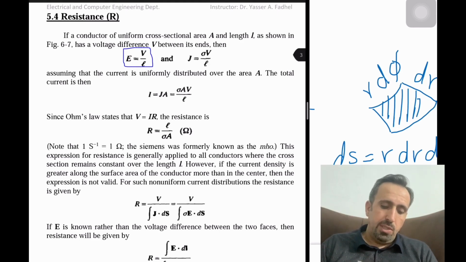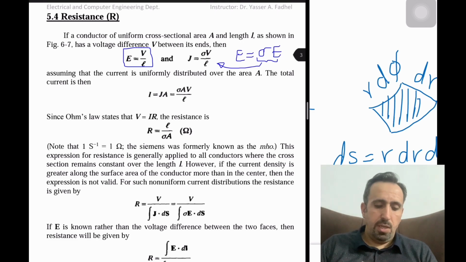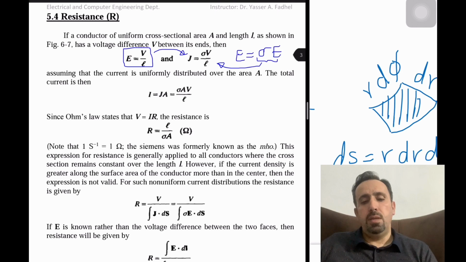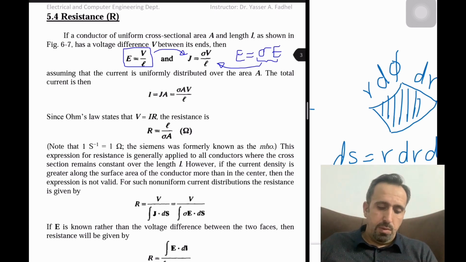Already we know that J equals sigma multiplied by E. For that reason, if you multiply the previous equation by sigma, you can get the equation for J.